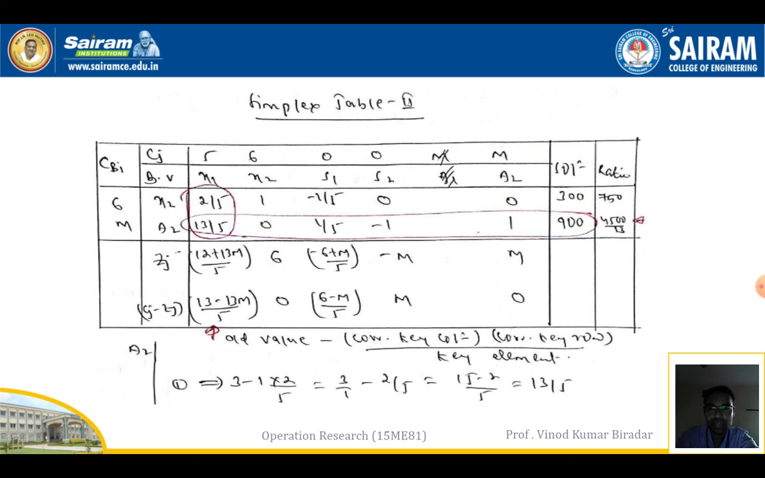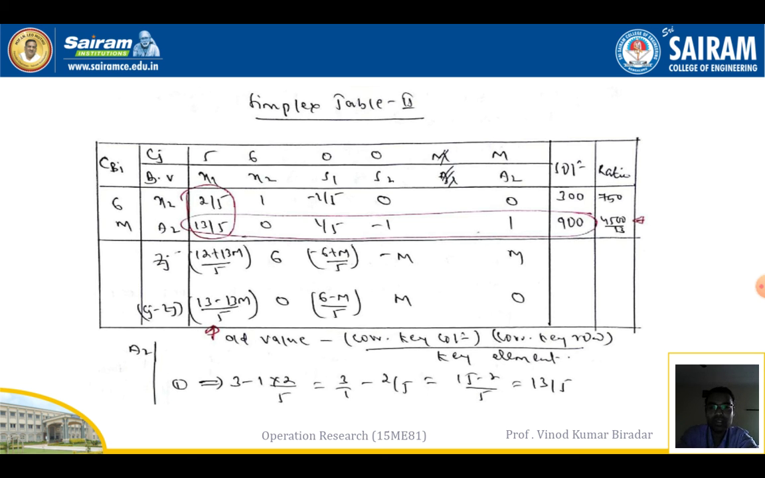Okay, now once you calculate this, calculate the zj value, same: 6 into 2 by 5 minus M into 13 by 5, you will get 12 plus 13M divided by 5. Similarly you will get like this. I will repeat here: 6 into 2 by 5 plus M into 13 by 5, you will get 12 plus 13M by 5. Similarly we will get 6 into 1 plus M into 0, you will get 6. Like that you calculate.